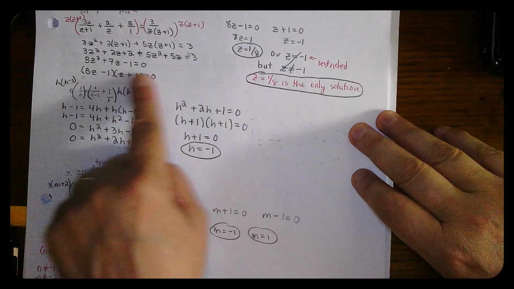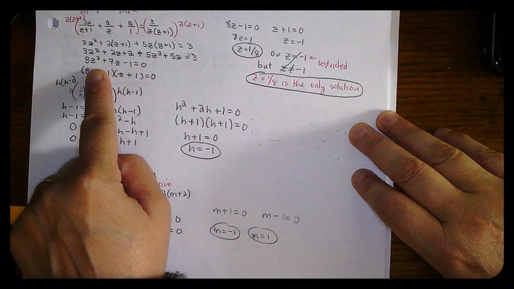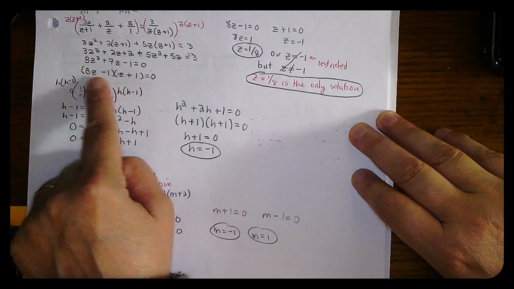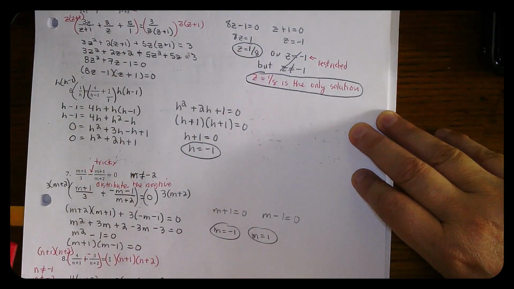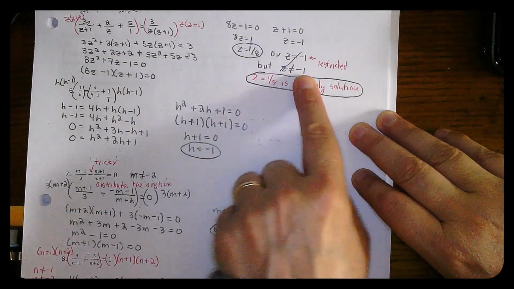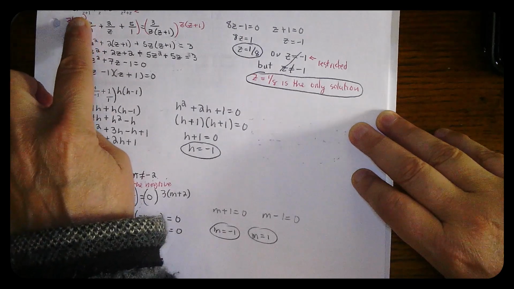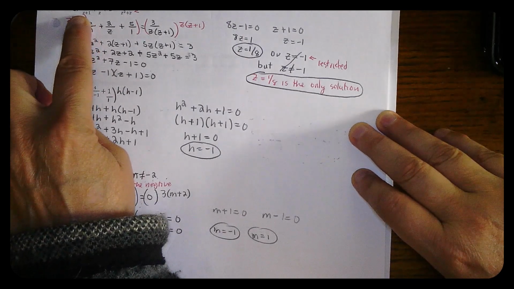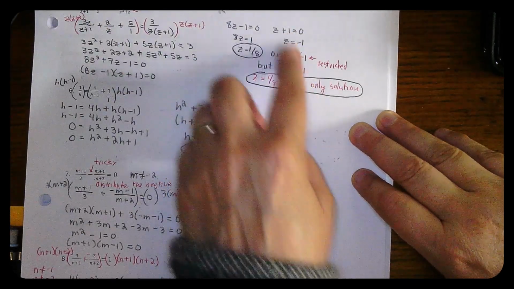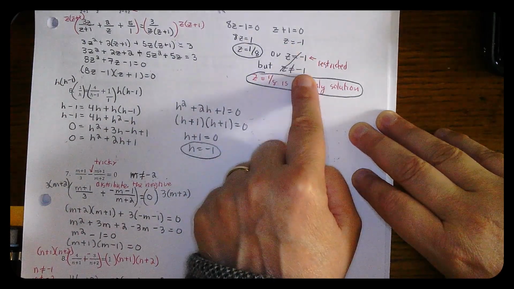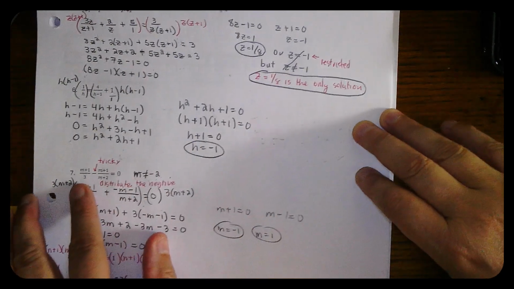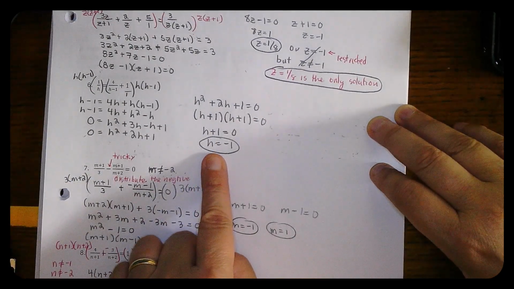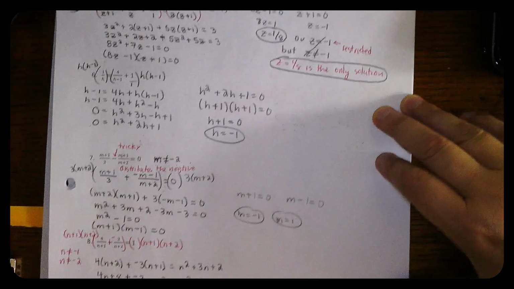So number 5, it's another quadratic, and finally we have a restriction. See, the quadratic is 8z squared plus 7z minus 1, and it factors, and you get answers of 1/8 and negative 1. But remember, if you put negative 1 in here, you get 0 in the bottom fraction. So that's not really an answer. It's the restriction. So 1/8 is the only solution. All right, number 6, h is negative 1, and that's the only answer.